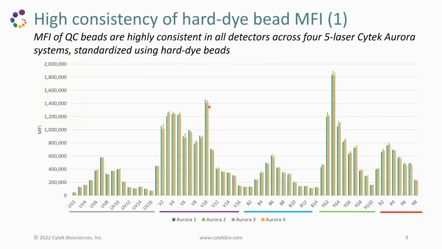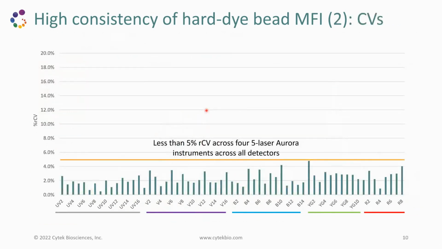So they are very, very close. If we look at the CVs, the variation in those MFIs across those 4 systems, our CVs are all below 5%, the great majority between 2 and 3%. So we are able to achieve a high level of precision in the setup using those beads.